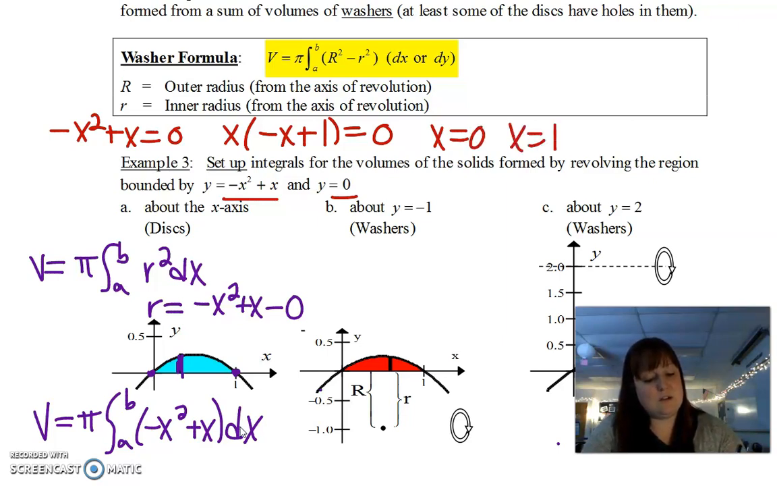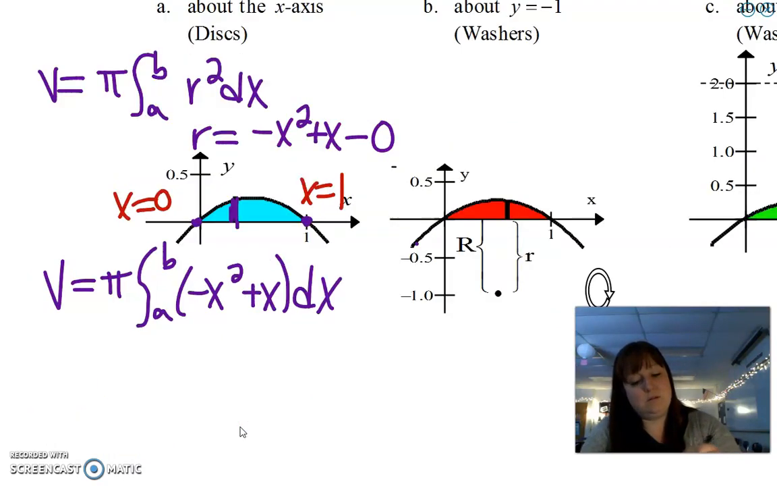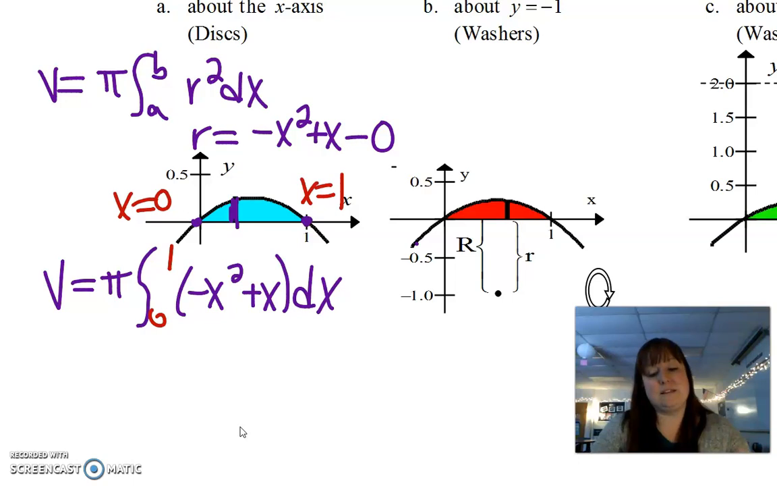Which means these curves intersect when x equals 0 and when x equals 1. So our limits of integration are going to be 0 and 1. And that's the end of that. So this is the volume of a solid that's revolved around the x-axis.